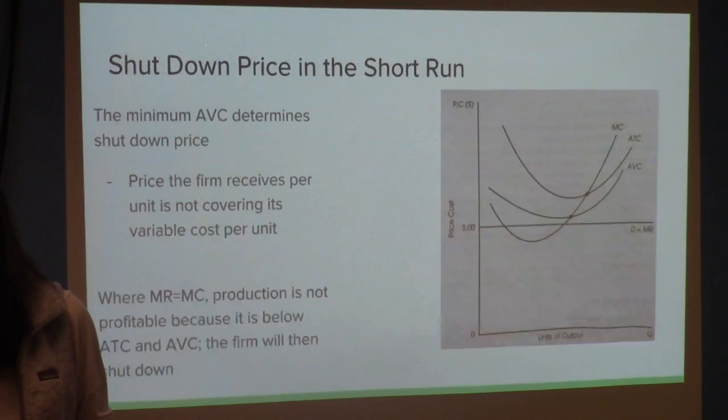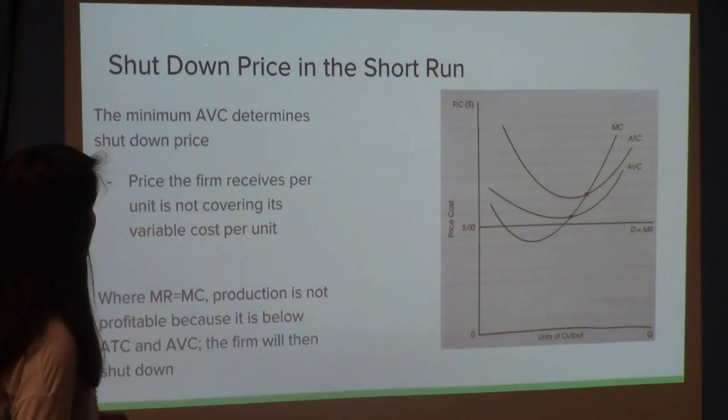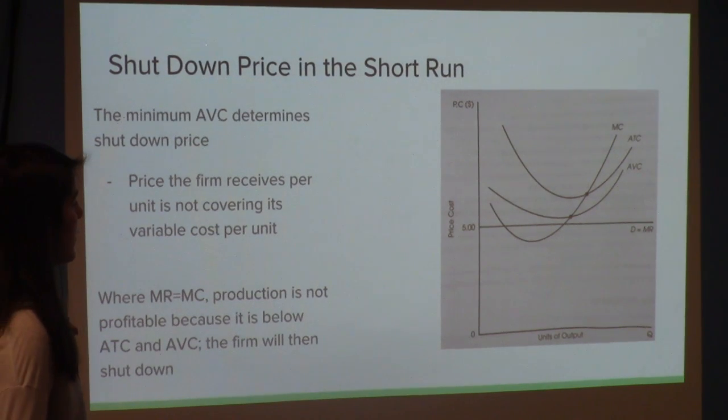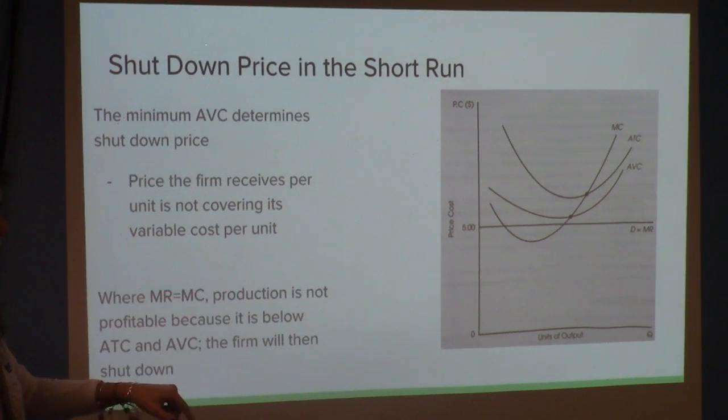So a shutdown price in the short run, the AVC really determines the shutdown price in the short run. If your marginal revenue is not meeting AVC, your firm is going to shut down because it's not able to cover any of the costs whatsoever. So we're here in this graph where MR equals MC, production is not profitable because it is below ATC and AVC.